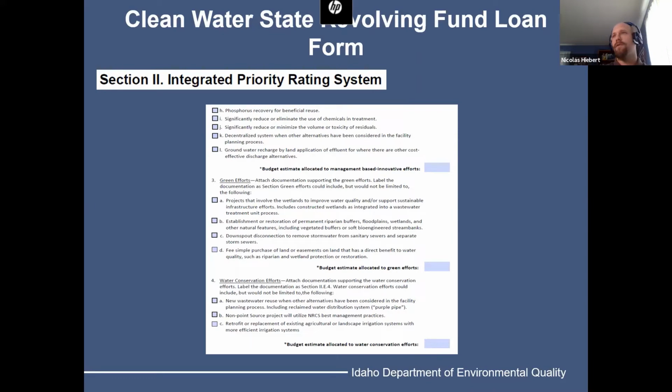You could go and review facilities that have already done these types of projects and allocated funds towards these projects, and no reason to reinvent the wheel with some of this. So moving down to item 3, follows a similar format.